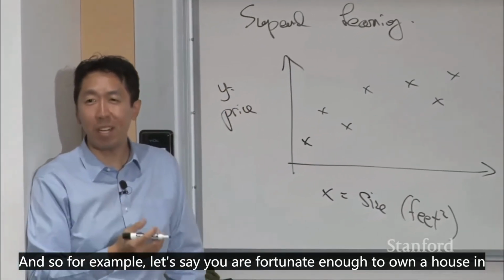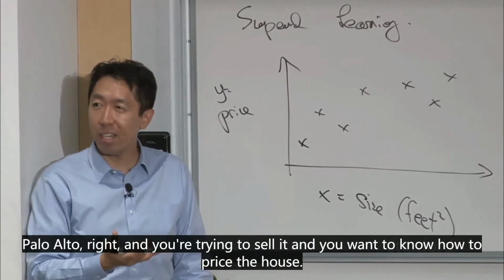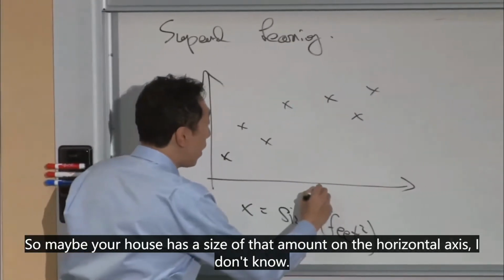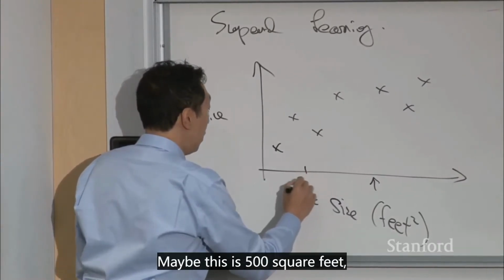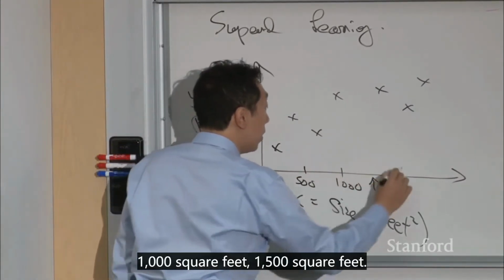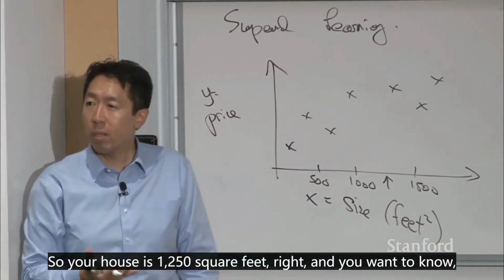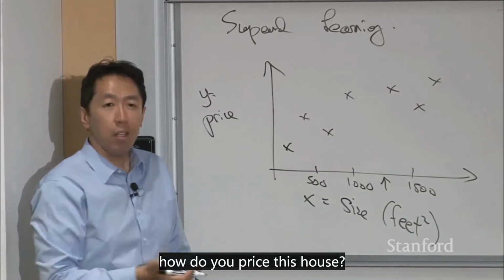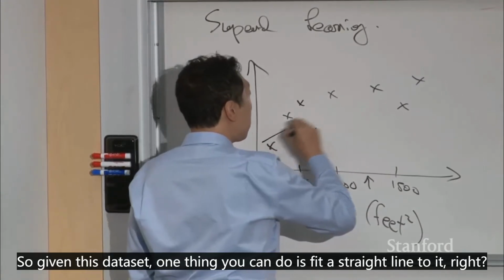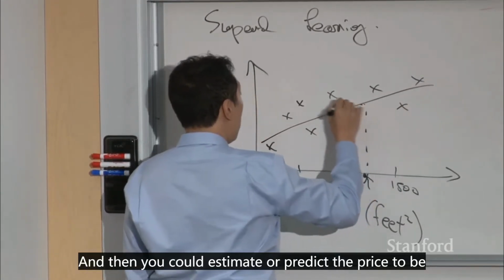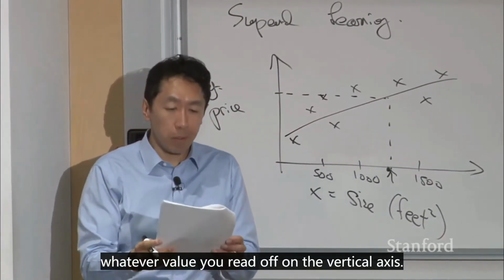For example, let's say you're fortunate enough to own a house in Palo Alto, and you're trying to sell it, and you want to know how to price the house. Maybe this is 500 square feet, 1,000 square feet, 1,500 square feet. So your house is 1,250 square feet, and you want to know how to price this house. Given this data set, one thing you can do is fit a straight line to it, and then you could estimate or predict the price to be whatever value you read off on the vertical axis.